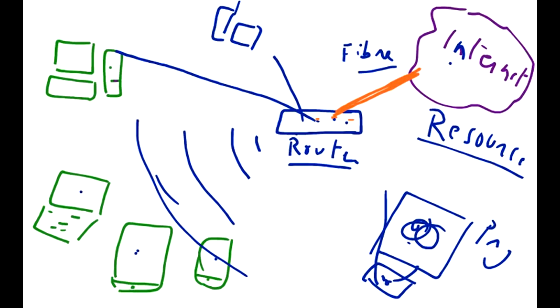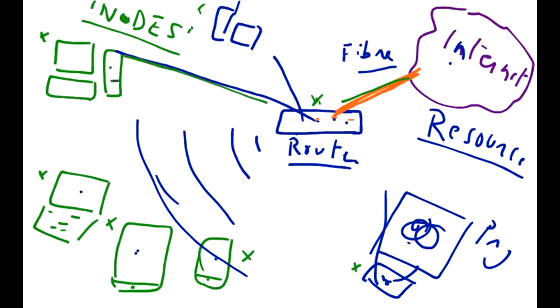So now you can see that there are different end nodes in this diagram, and all these devices are called nodes in terms of computer networking. And we use fiber optics, wire and wireless to communicate. So we use three types of media: fiber optics, cable and Wi-Fi, and these are therefore called communication medium or communication media.